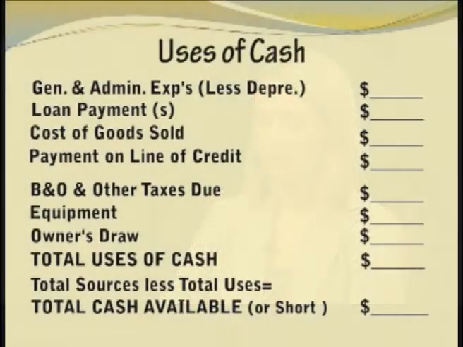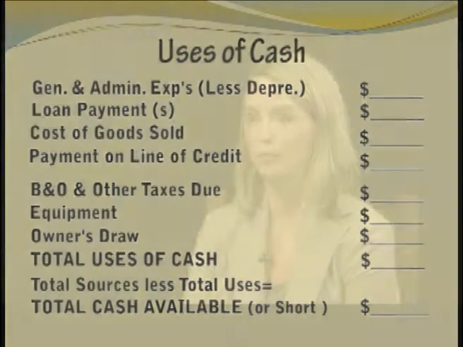Okay. So in looking at the uses of cash in more detail, we're looking at things like your general and administrative expenses. We're looking at loan payments that have to be paid back, cost of goods sold, your accounts payables, B&O taxes, other taxes that are due, and hopefully payments to the owners. And all of these are uses of cash. Balancing those against your sources of cash will hopefully give you positive cash flow at the end of the period.